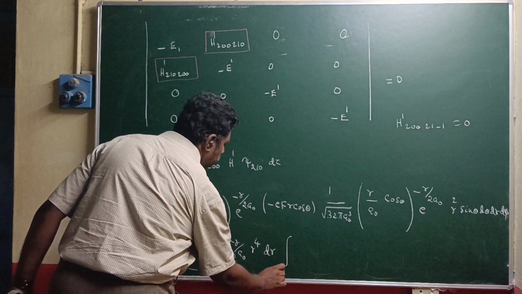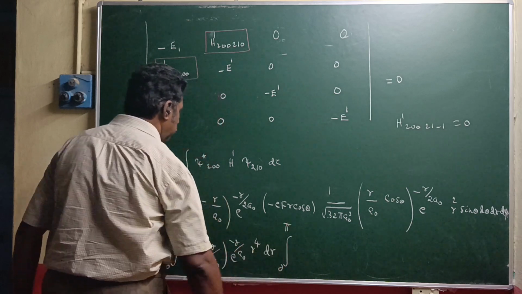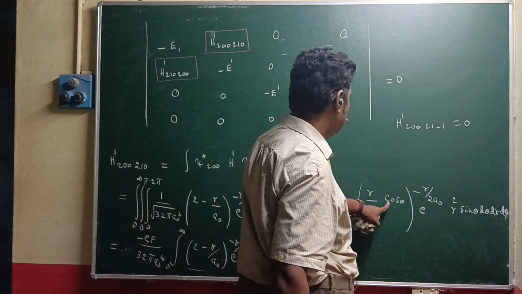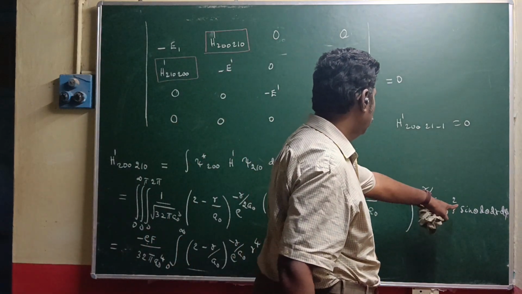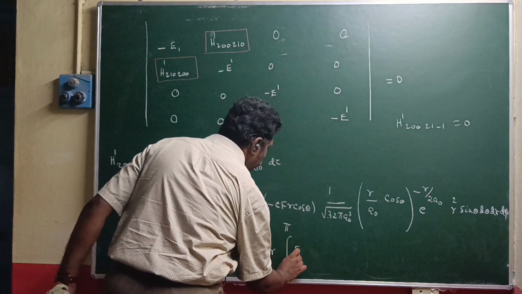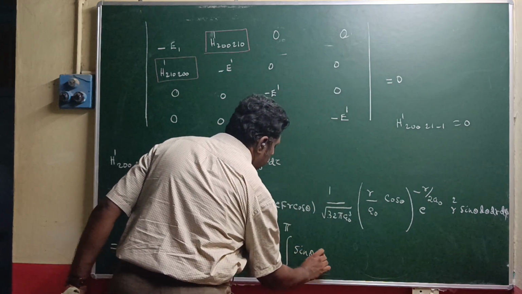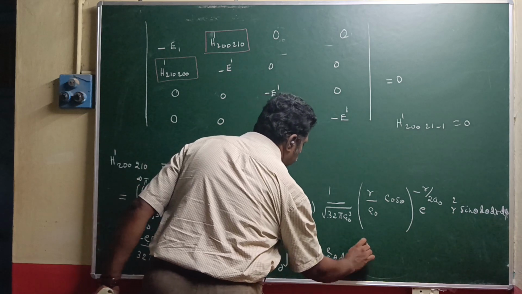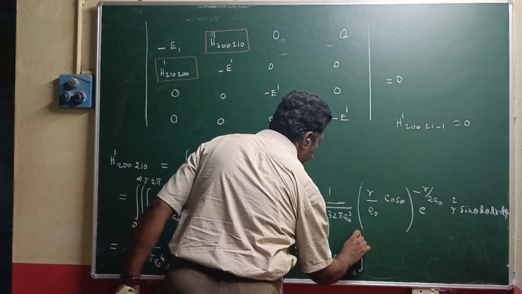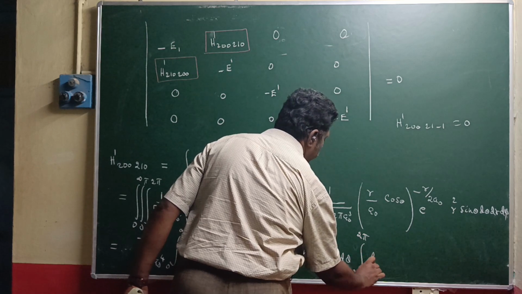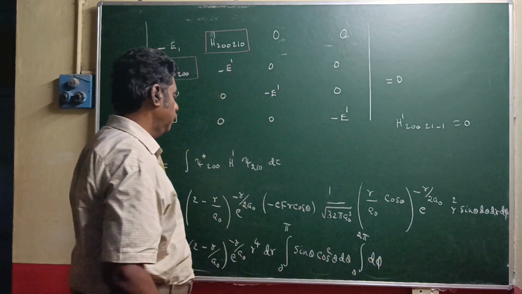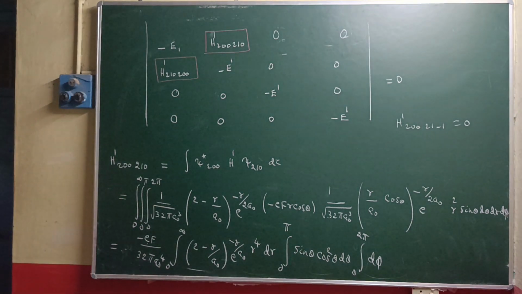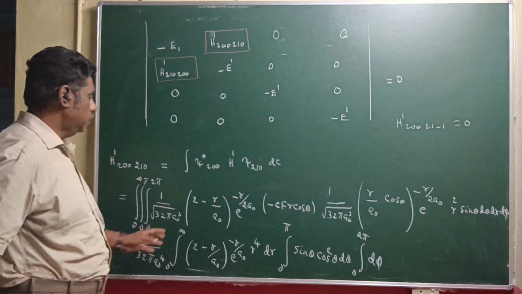Then align the theta terms, 0 to pi, cos theta into cos theta, cos square theta into sin theta, that is sin theta cos square theta d theta. Then align the phi terms, limit varying from 0 to 2 pi, into d phi. So the above integral is separated into 3 compartments.